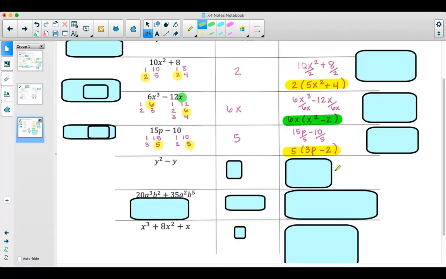Now, example 4 is a little different because notice there are no numbers. It's just the variables y squared minus y. When I'm comparing variables with the same base, I want to take the lower exponent. So my GCF is just the y, or y to the first.